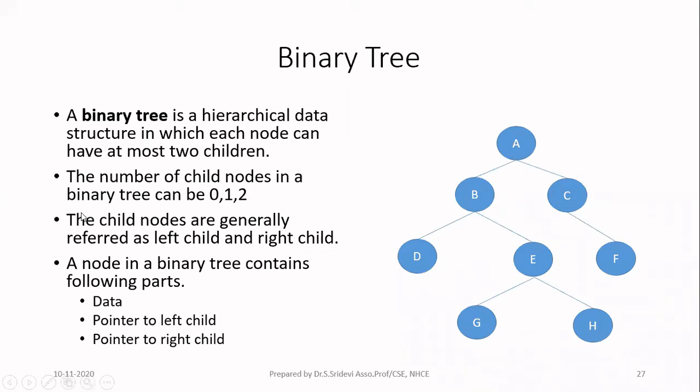So the number of child nodes in a binary tree can be either 0 or 1 or 2. And here the child nodes are generally referred to as left child and right child, because in a binary tree we have at most two children, so we can represent them as left child and right child. Now you simply observe this. You can say that we can represent the binary tree by means of a doubly linked list.